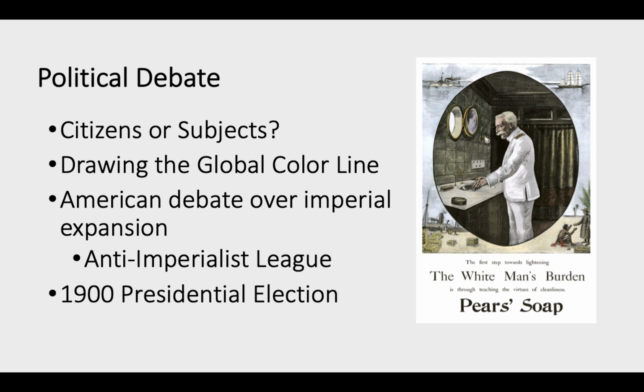Drawing the global color line, American nationalism was reflected in a lot of ethnocentric laws that were quite evident at the time. For example, the Chinese Exclusion Act in 1882, and Plessy versus Ferguson in 1896, which established that separate but equal was constitutional, that it did not violate the 14th Amendment, and it was perfectly fine. So there's a lot of ethnocentric beliefs, and the laws are backing those beliefs up at the time.